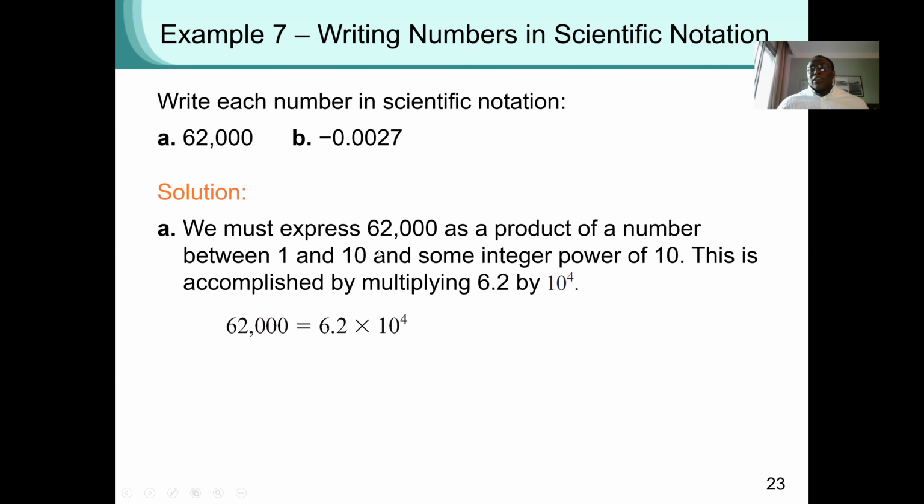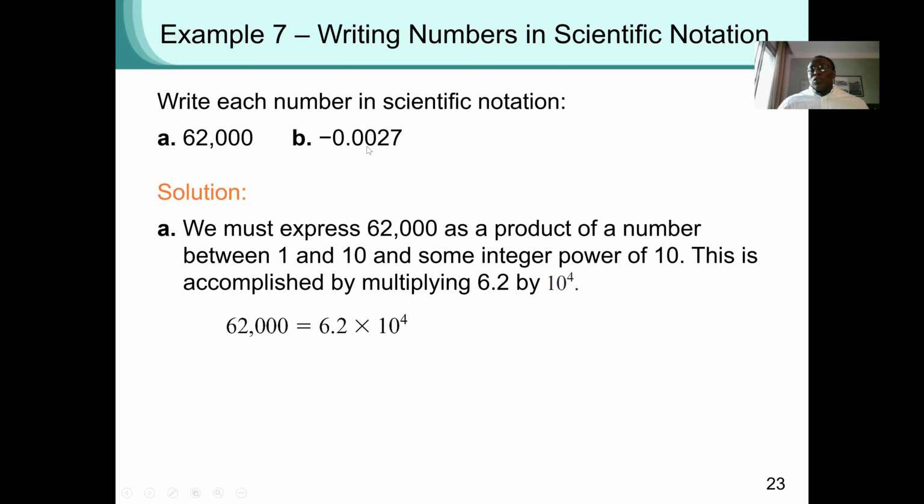Here they say we must express 62,000 as a product of a number between 1 and 10 and some integer power of 10. This is accomplished by multiplying 6.2 by 10 to the power 4. I will count the number of decimal places that make it 6.2, and that's 4, so it will be 10 to the power 4. The next one, we have to be careful here.